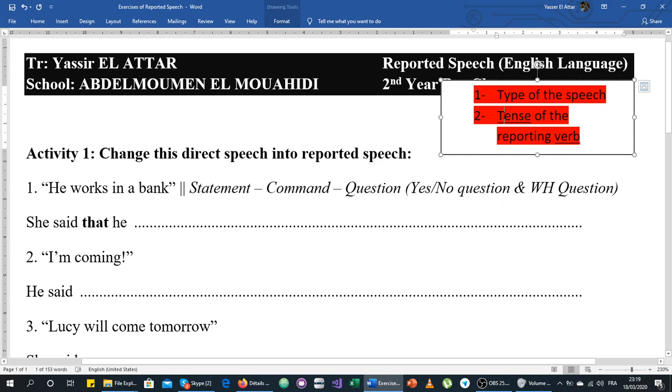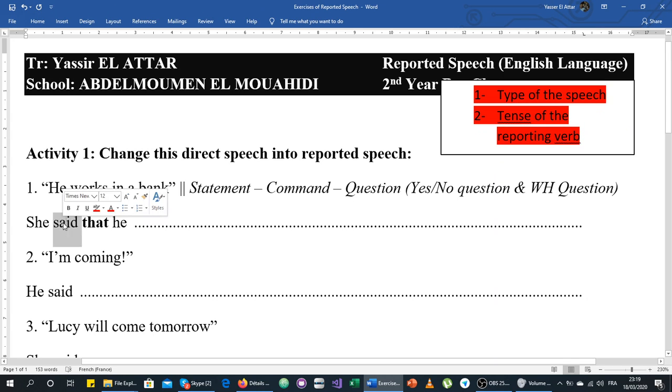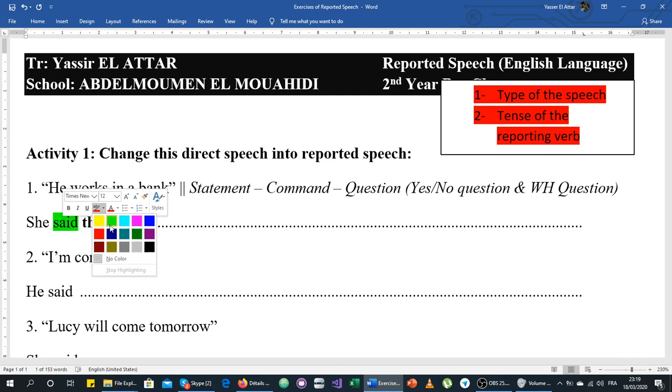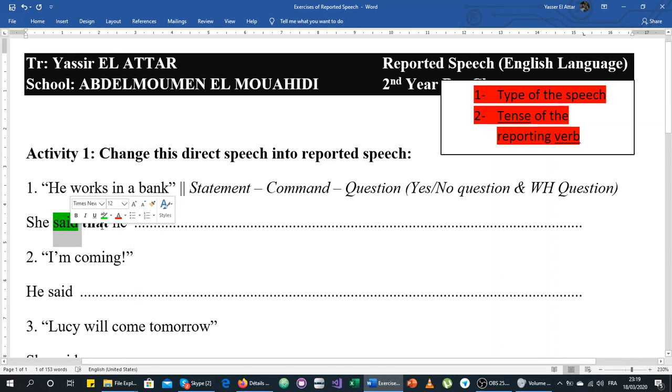We said the second thing is to check the reporting verb, and the reporting verb is this one, said. This verb is in the past. If it is in the past, the tense of the speech changes. If it is in the present, like we are going to see in some other questions, we don't change anything about the tense or the adverbs of time and place in the speech.